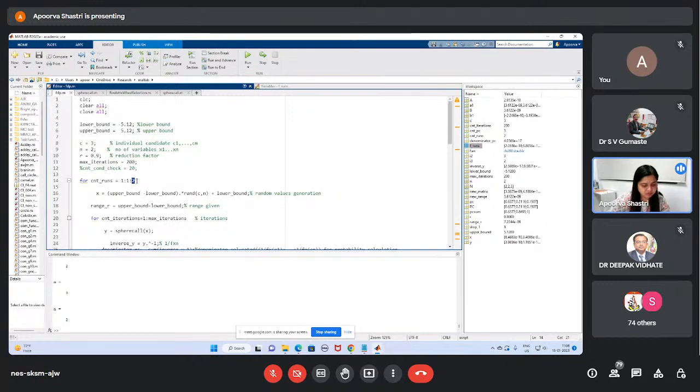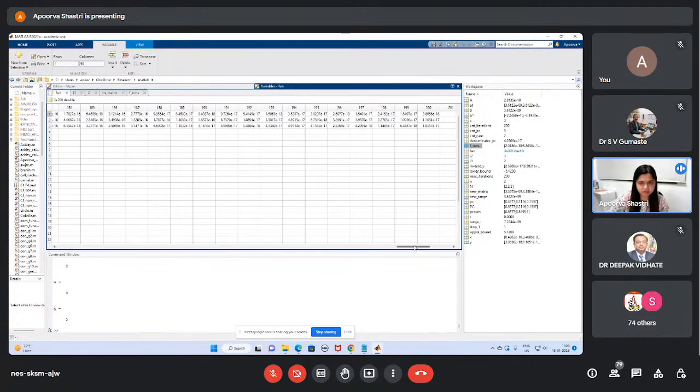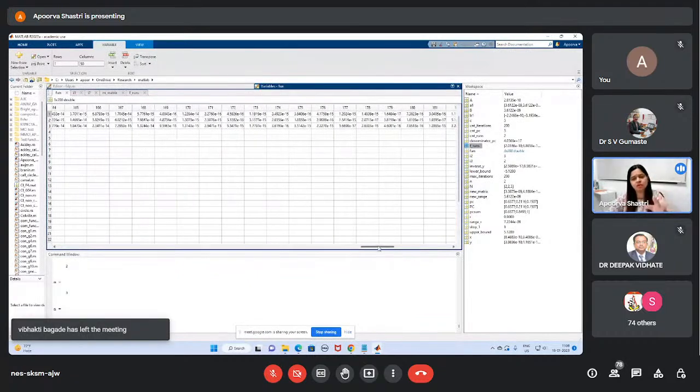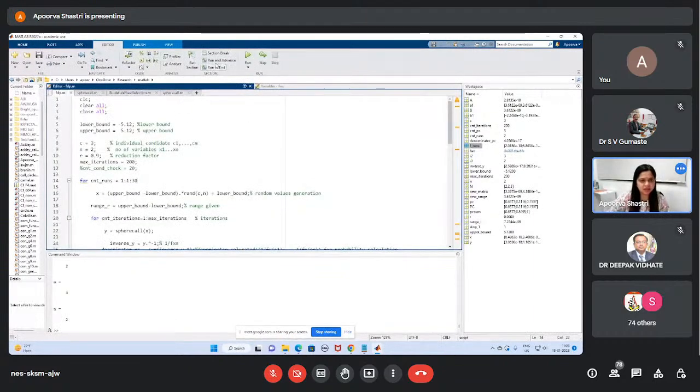Let us run the program 30 times. Let me check the function values. If you can see here, we are getting e to the power minus 16 somewhere around 174, 175. So 200 iterations are okay. Now we are running the program 30 times.